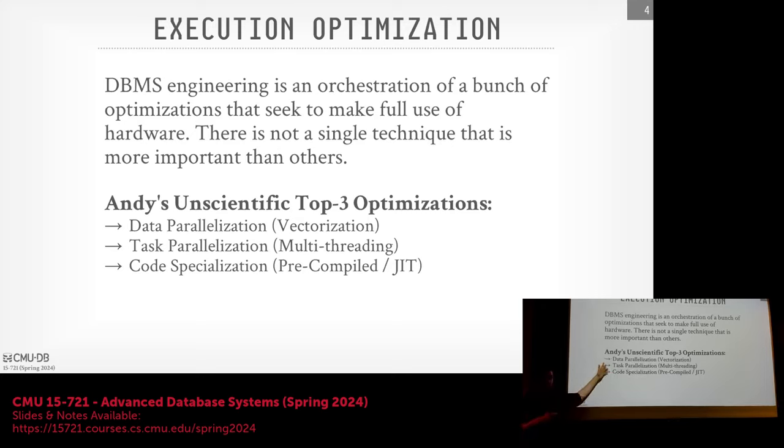Task parallelization, we'll talk a little bit about today, is basically how to take a query, break it up into disjoint tasks and run them in parallel on different cores, different threads, different nodes. And then code specialization, again, this will be a big thing starting next week. Basically, how can we avoid giant switch statements and indirection in our database system by having exactly what the query wants to use, the exact instructions that the query wants to use to process the data. Again, we'll see the two ways to do this.